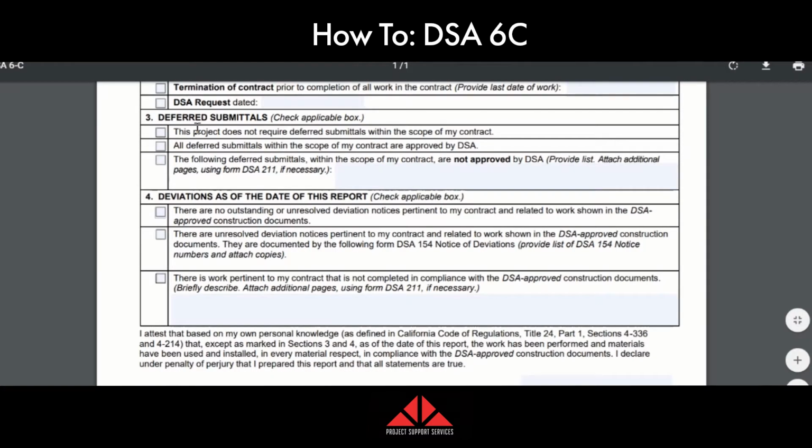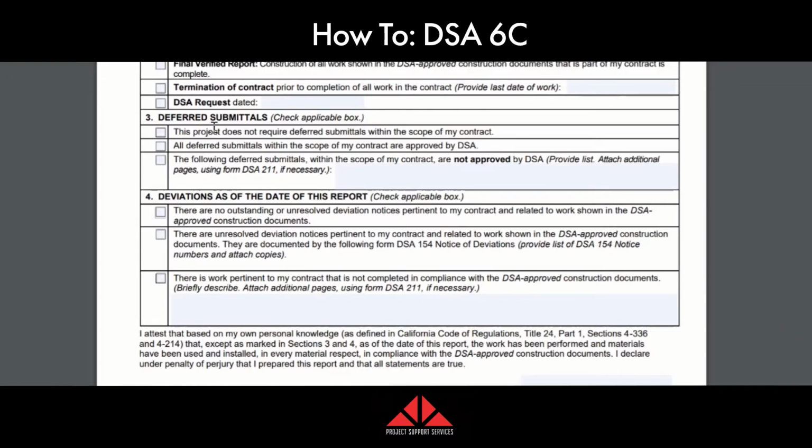Let's see, deferred submittals. Now, there's 3 different boxes. The first one, if everything complies, there's no deferred submittals within your scope of work of the contract. And then the next 2, if there are some outstanding, you're going to attach a 211 and list what's not approved by DSA, etc.